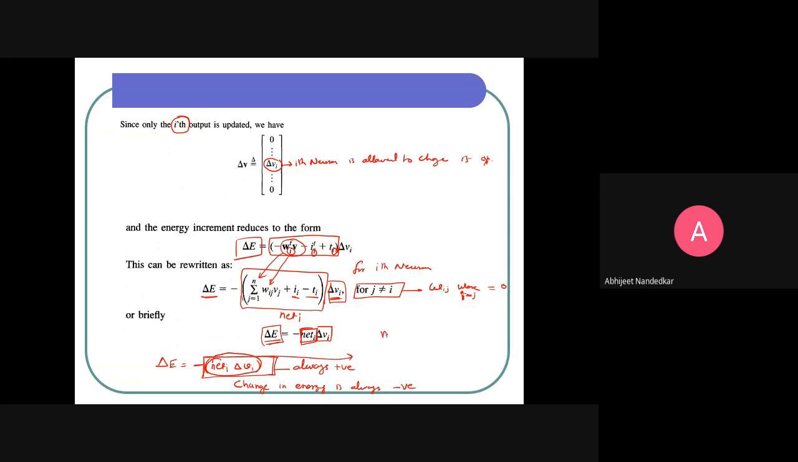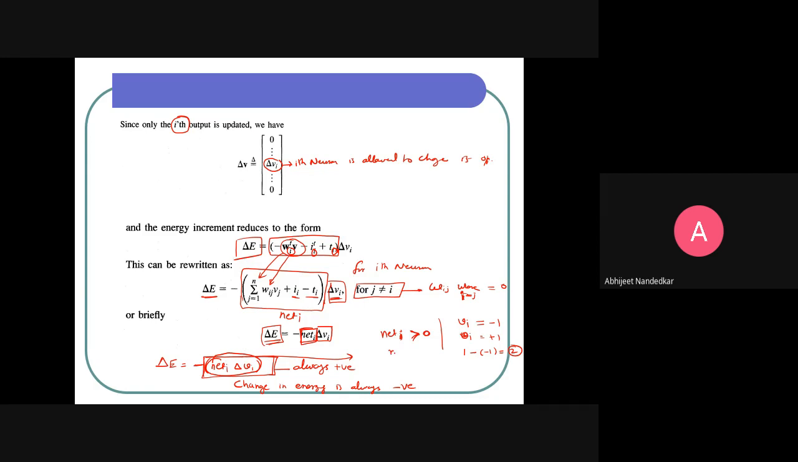If net I is greater than 0, then we have two conditions. Say Vi was -1, then Vi new will be +1. So Vi new minus Vi old will be positive. And since net I is already positive, positive multiplied by positive will give you a positive result.